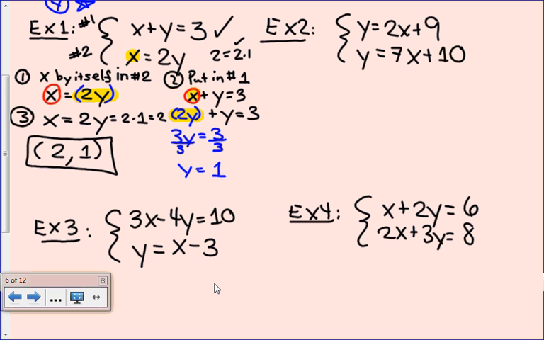Alright, number 2. If you haven't already done it, you can take a straight up.